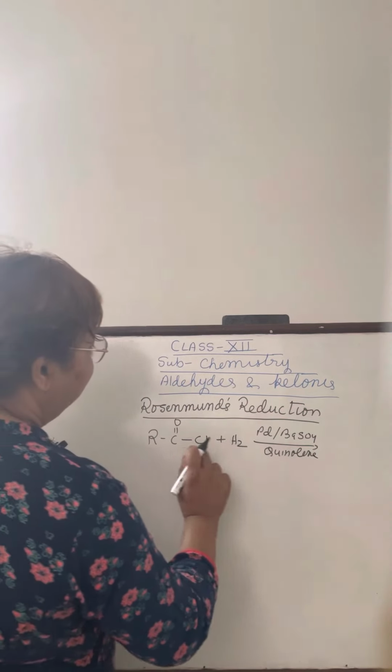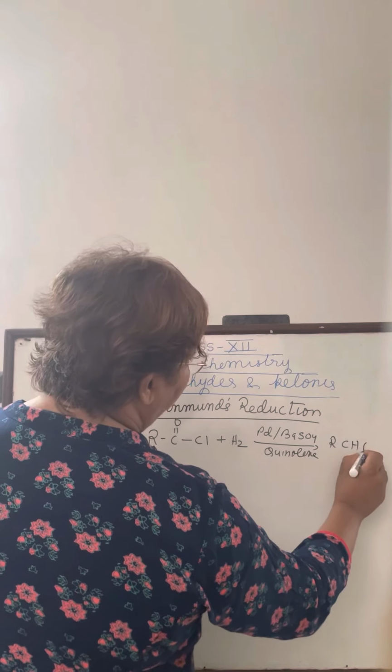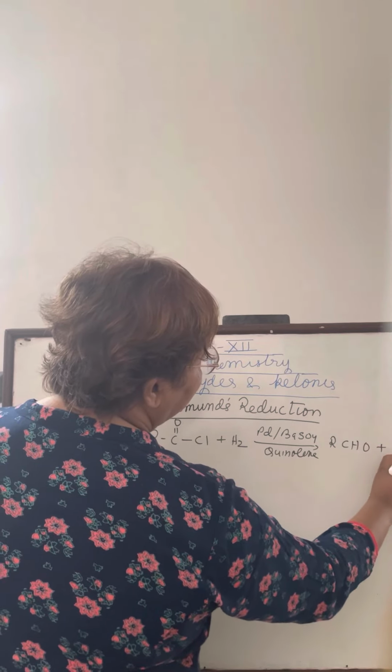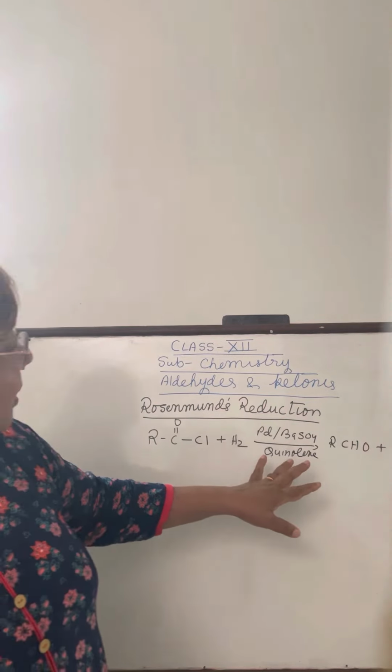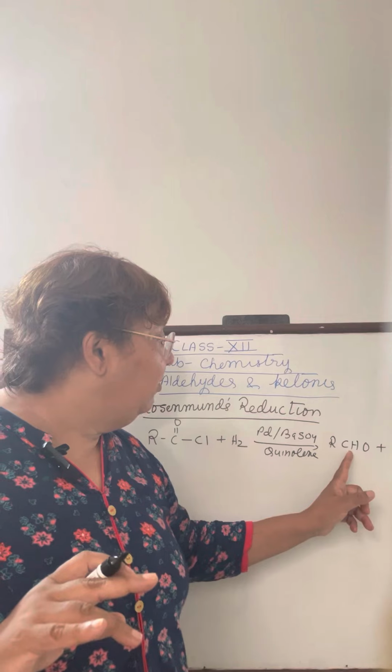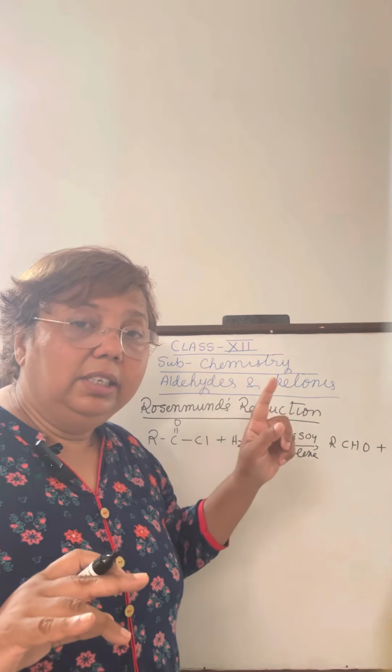Then what do we get? RCHO plus HCl. Why is this partial poisoning done? It is to prevent the further reduction of aldehyde to alcohol.